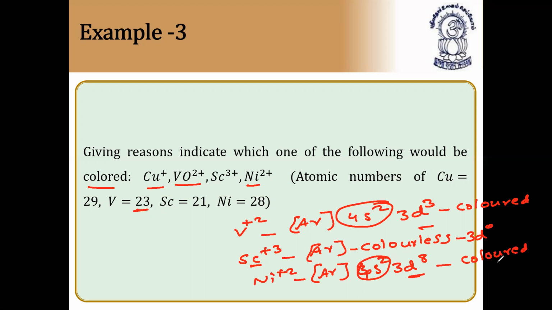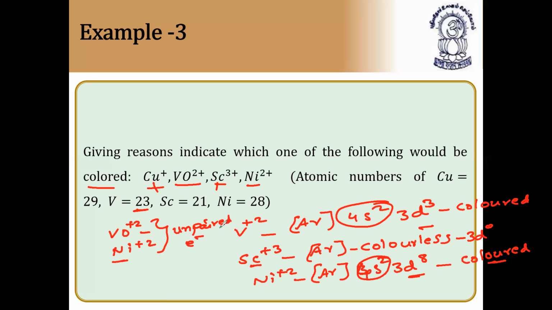It is again colored. So Ni+2 is colored, VO+2 is colored, Cu+ is colorless, and scandium +3 is colorless. So we give reasons: among which one of the following would be colored means only VO+2 and nickel +2 are colored, and scandium and copper + ions are colorless because they do not have unpaired electrons. As these have unpaired electrons, they are expected to be colored.